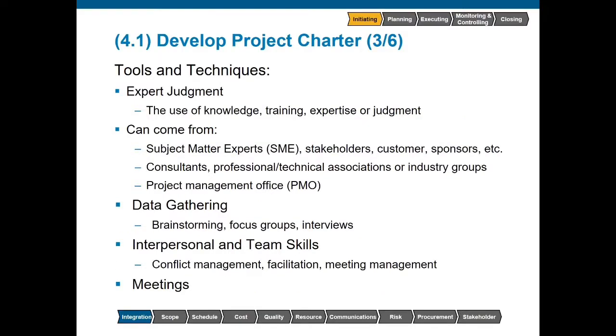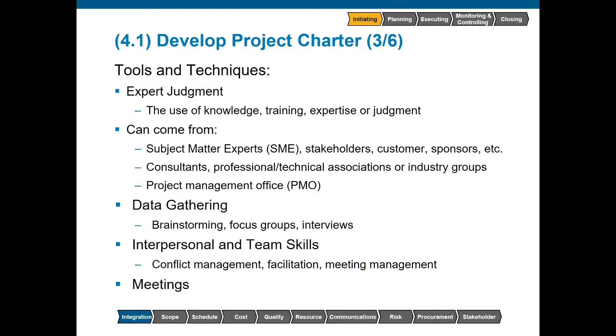Some tools and techniques for this process. Expert judgment. We want to go ahead and rely upon the subject matter expertise of our stakeholders, the customer, the sponsors, anybody that has a good idea of exactly what they want to see as a result of this project and how they will derive value from it. We can also look to consultants or professional and technical associations or even our project management office.